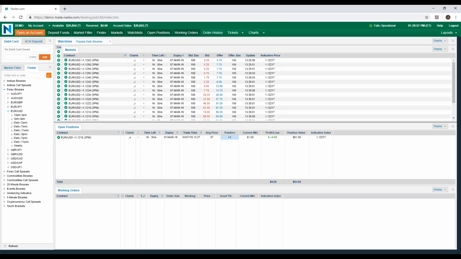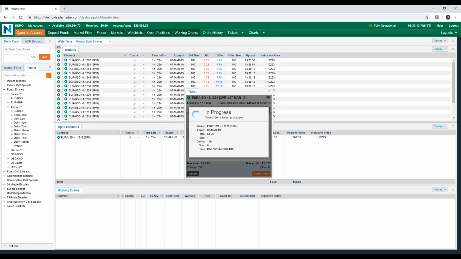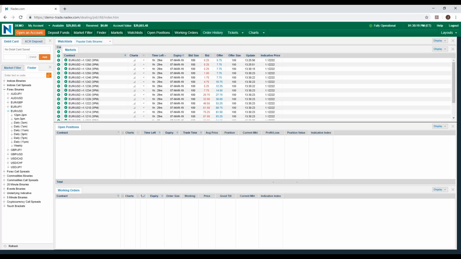Well, if you placed an order, and it's right here in your open positions, all you have to do to exit early is click on it. It opens up a ticket already marked sell, and you place it, and it's gone. Do you see that? Everybody see how to do that?